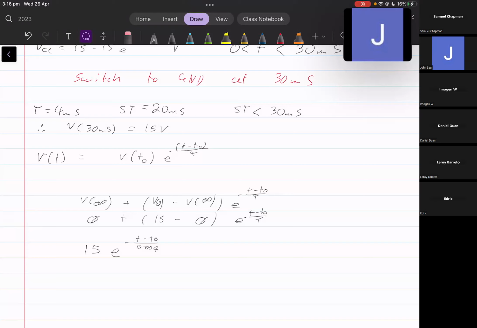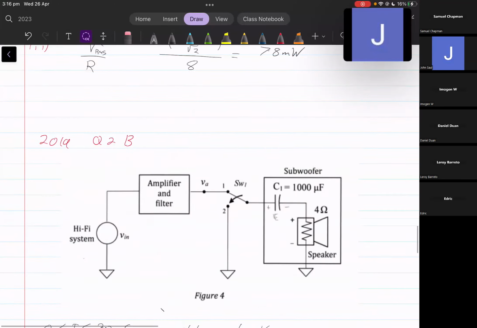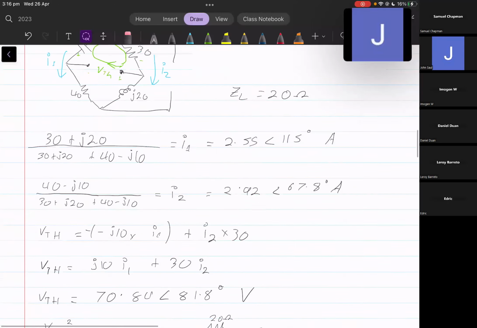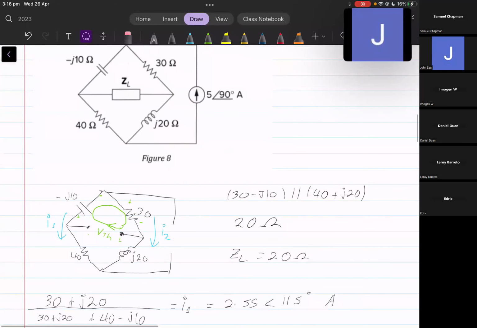Was that then? Move on to some hopefully easier ones. Cool. So I don't understand why the 30 ohm is in series with the minus j10 ohm. 2019B. Yeah. So 30 ohm, can you hear me, Kiyan?